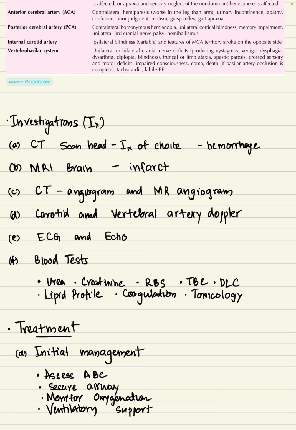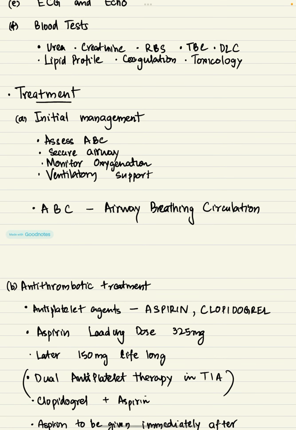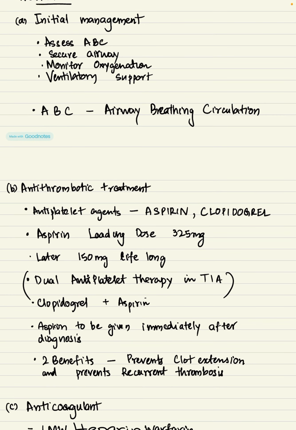Carotid artery and vertebral artery Dopplers, ECG and echo. Blood tests including urea, creatinine, random blood sugar, total blood count, lipid profile, coagulation, toxicology are done. The treatment includes initial management where we have to assess the airway, breathing and circulation, secure airway, monitor oxygenation, ventilatory support. The main treatment starts from here.